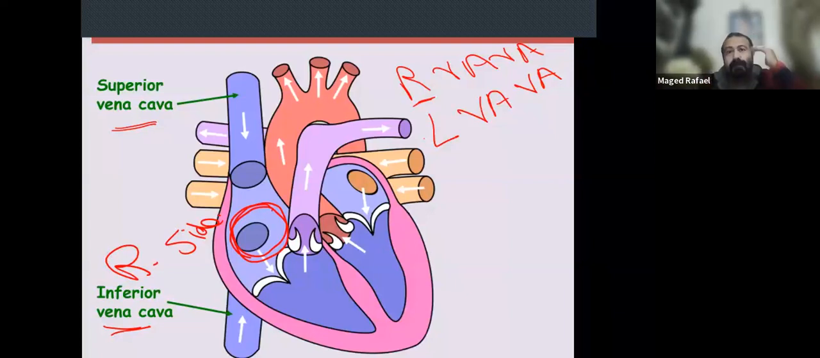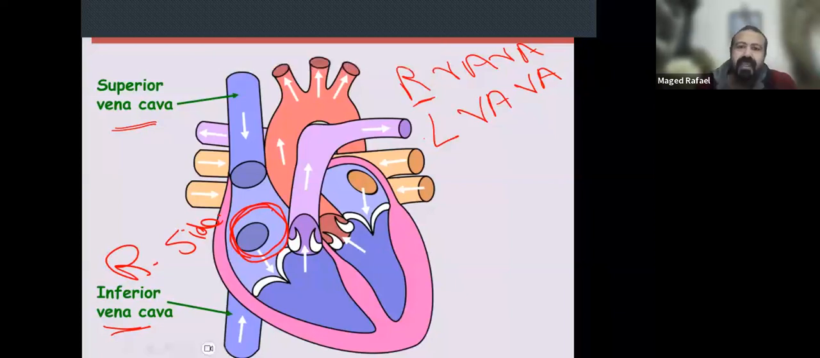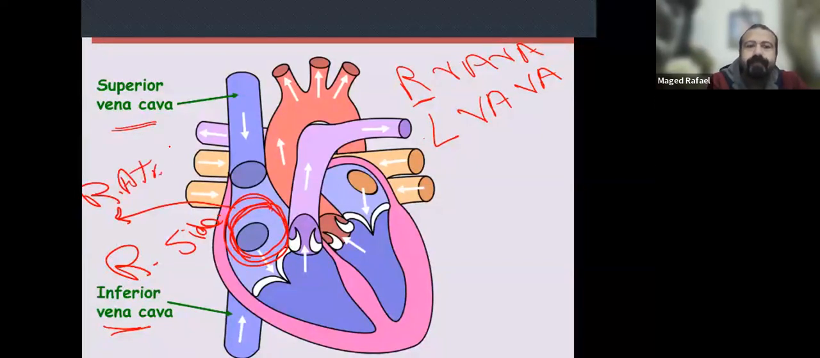If you memorize that superior means upper part of the body, you will definitely remember the opposite, which is the inferior vena cava. So the first stage is collecting deoxygenated blood from the upper part of the body through the superior vena cava, and from the lower part of the body through the inferior vena cava, to the right atrium. This room is the right atrium, and this one is the right ventricle.